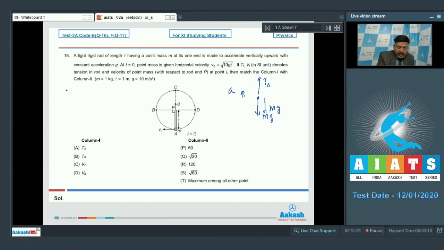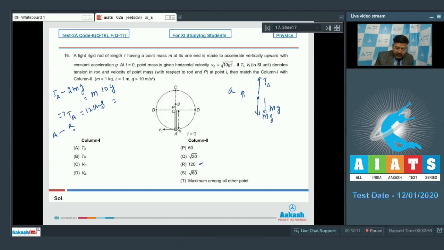So the equation is TA minus 2mg is equal to m VA square by L, that means m into 10g, and that gives us the value of TA as 12 mg. If we put the values of m and g, it is 120 Newton, and so of course 120 is there, so that means A matches with R clearly.